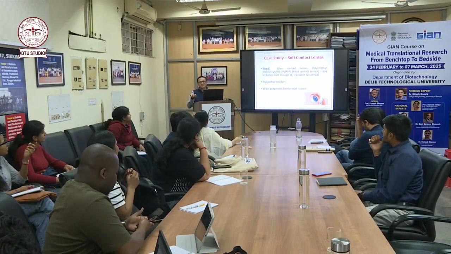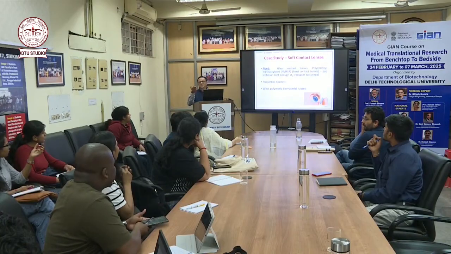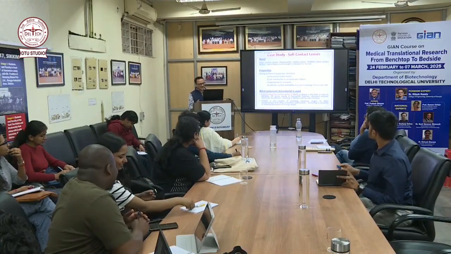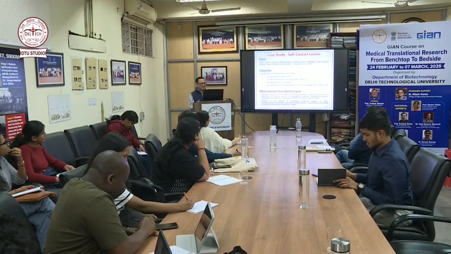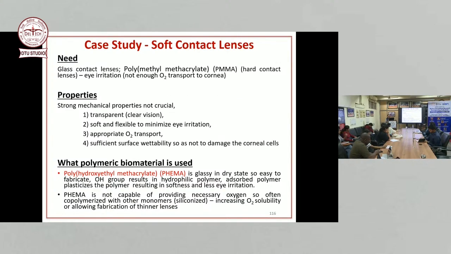We talked about that hydrogel today, right? Polyhema, we talked about it, right? So polyhema is glassy in the dry state, so it is easy to fabricate. Hydroxyl groups result in a hydrophilic polymer. Adsorbed polymer plasticizers result in softness and less eye irritation.